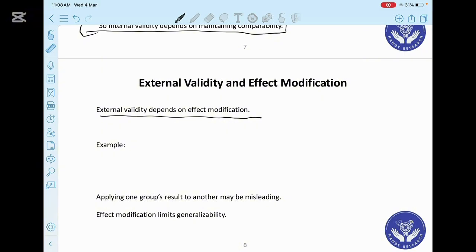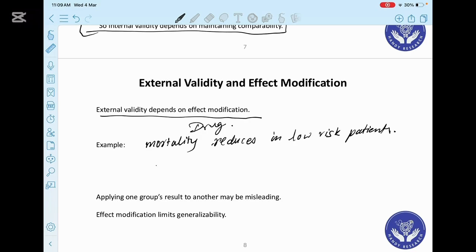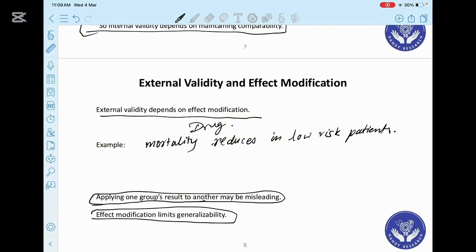For example, a drug reduces mortality in low risk patients because of the drug. But what about in a high risk population? Is the effect smaller, or is the effect similar? That's the concept here. So applying one group's result to another may be misleading, and effect modification limits generalizability. Did you get my point?